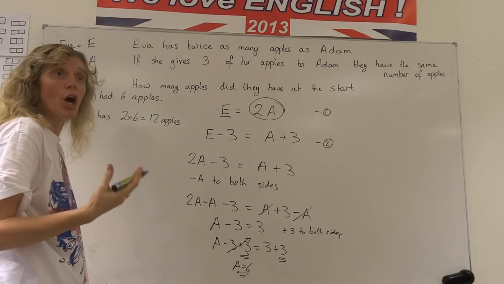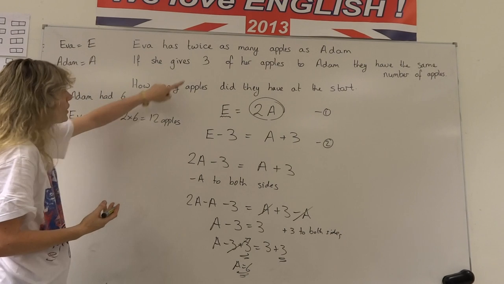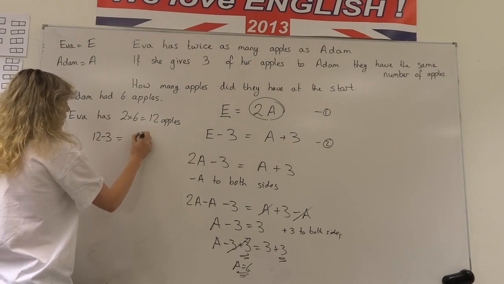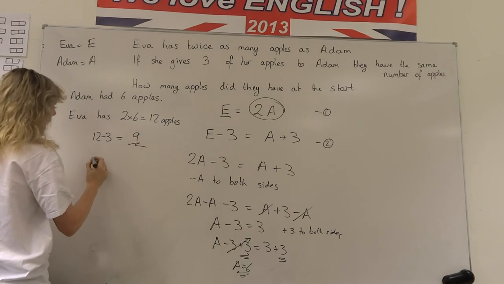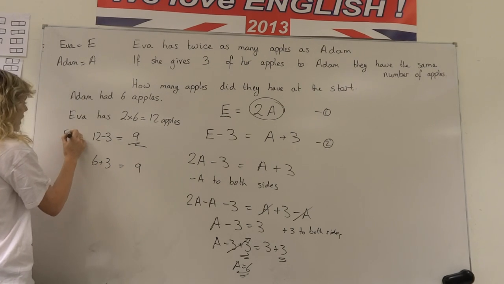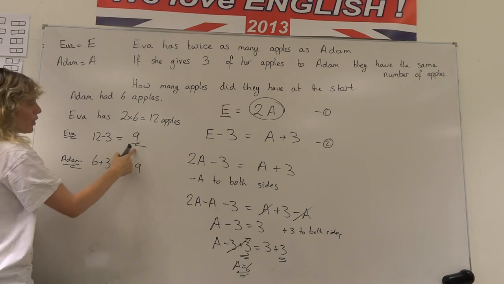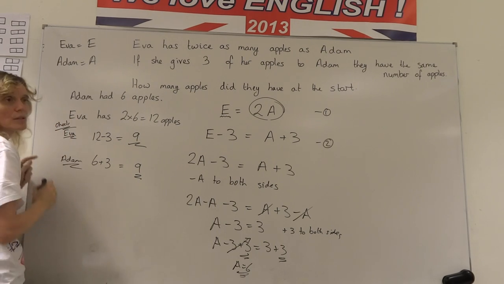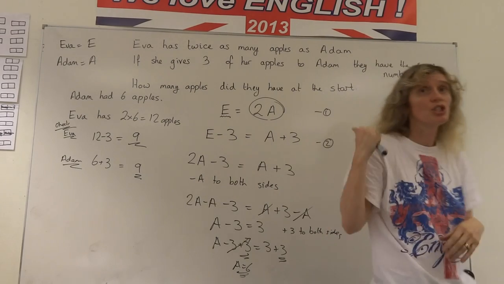Are we ready? No, we need to do that check. Okay, let's take away 3 of Ava's apples. 12 minus 3 would give her 9. And let's add those 3 to what Adam had. 6 plus 3 would give Adam 9. So here's our check on Ava, and here's our check on Adam. And they both have the same number of apples. Yes, our check works. So the nice thing about equations is if you've done it right, your check always works.